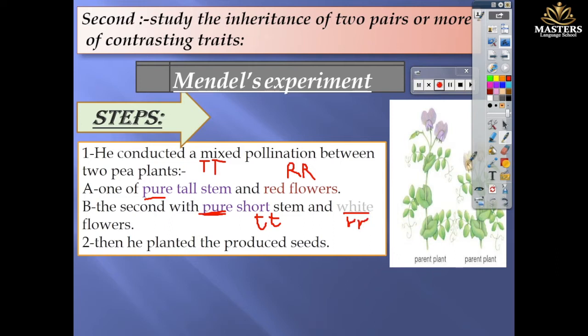Okay? Again, Mendel's experiment. He conducted a mixed pollination between two pea plants. First pea plant of pure tall stem and red flower. Second pea plant with pure short stem and white flower. Okay? After that, he planted them to see the first generation. What about the first generation? We will see now.